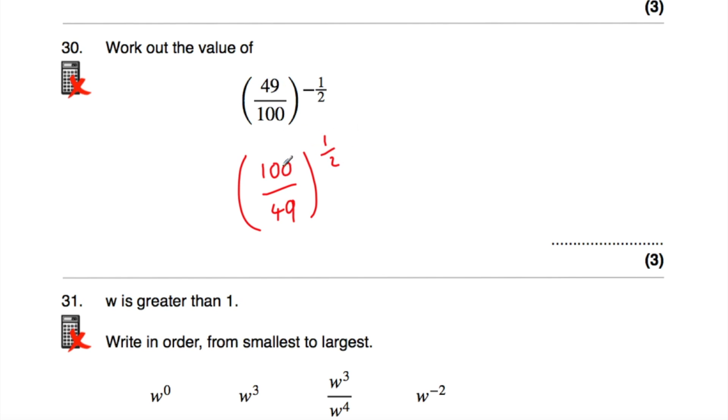Now we just need to work out what 100 over 49 to the power of a half is. So to find that, we just need to square root it. So we just need to square root 100 over 49. And to square root a fraction, you just square root the numerator and square root the denominator.